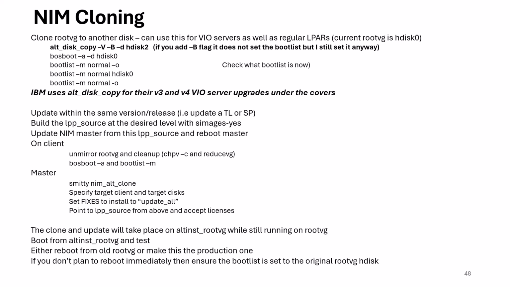When you upgrade VIO servers to version 3 or to version 4 from an older version, under the covers, IBM uses an alt disk copy. They use that to create the new disk at the old version, and then they upgrade the new disk to the new version. So alt disk copy is used a great deal.